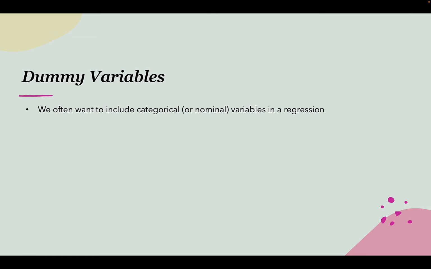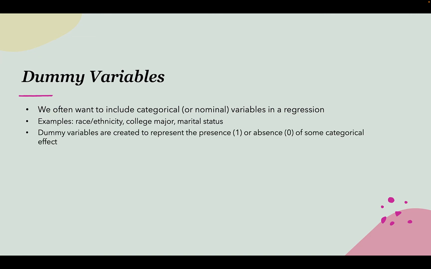All right, so let's talk about dummy variables, which sometimes can be referred to as indicator variables. Many times we want to include categorical or nominal variables in a regression. Examples can include race, ethnicity, college major, marital status. And we need to create dummy variables to represent the presence or absence of some categorical effect.